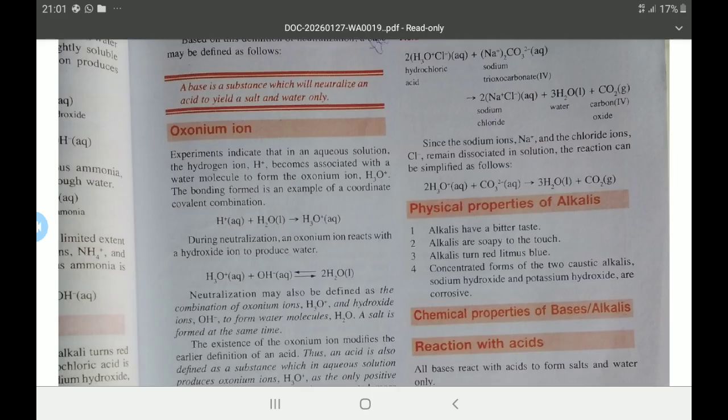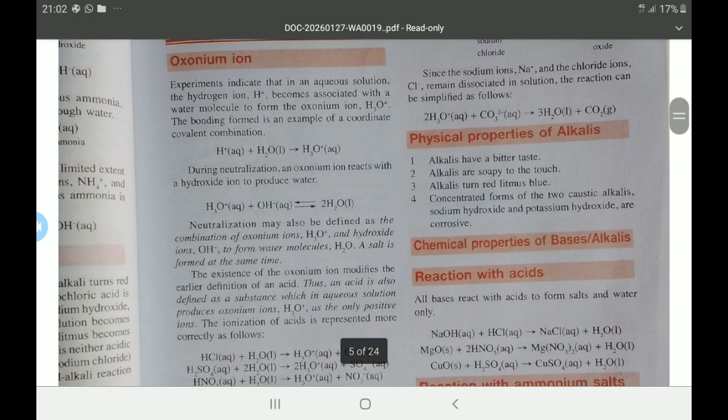So this is the oxonium ion that you're seeing here, H3O+. H3O+ is the oxonium ion, okay? The bonding form is an example of a coordinate covalent combination. So we can see the formula there. During neutralization, an oxonium ion reacts with a hydroxide ion to produce water.